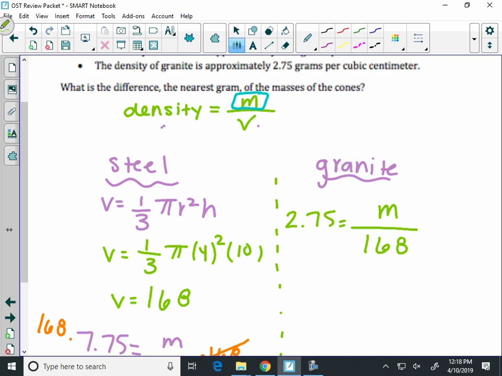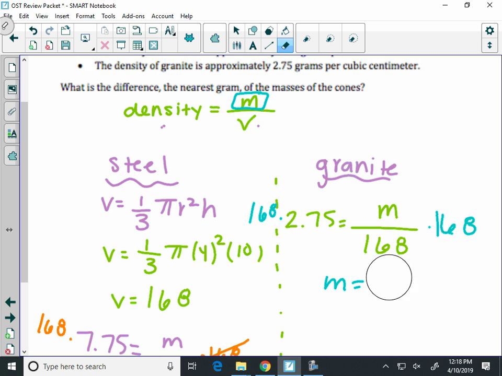So then to get m by itself, what do we have to multiply by 168? Use the same thing you did in the other problem. And m ends up equaling what? What's 168 times 2.75? 462. So are we done with this problem?